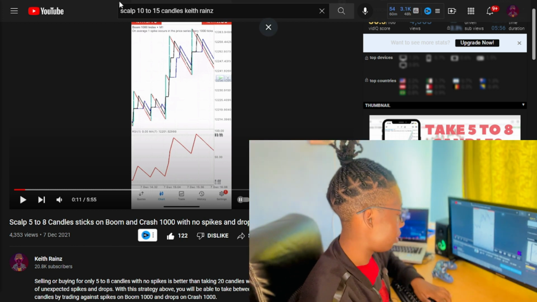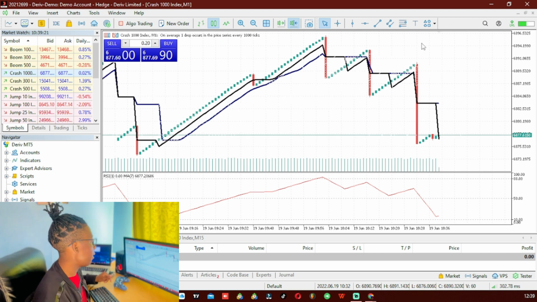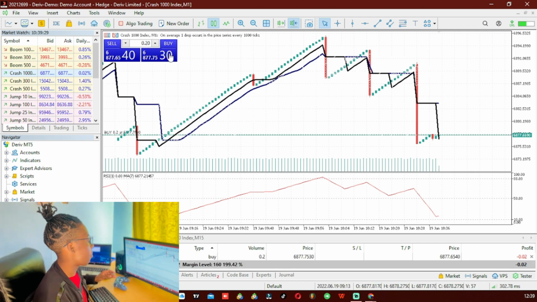So what I'm going to do is open my MetaTrader. This is my MetaTrader 5. What I'm going to do right now is buy. By the way, this is a demo account. I'm going to click on buy. Don't worry, I'll explain why I've placed a buy order.